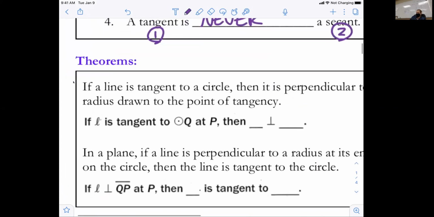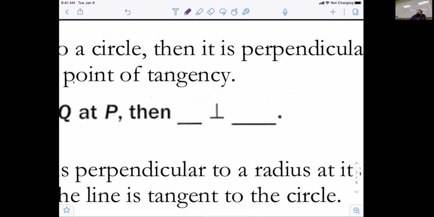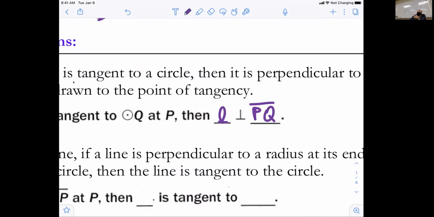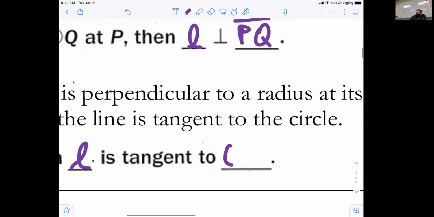This one says if L is tangent to circle Q at point P, then L is perpendicular to PQ. So I'm starting with if it's tangent, then they're perpendicular, then there's a right angle. I can also go the opposite way and say if they're perpendicular, if there's a right angle, if L is perpendicular to QP at point P, then L is tangent to the circle Q.